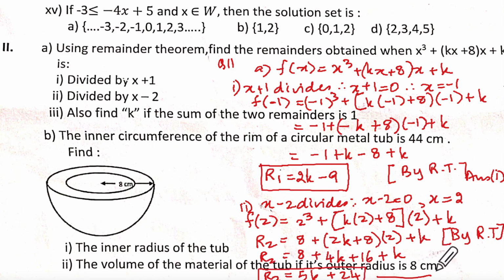Answer 2. Okay, use the same numbering as this. Also find the value of k if the sum of the two remainders is 1. So they are telling you the sum, which means R1 plus R2 is equal to 1. Can you substitute now? Come on, get the answer.